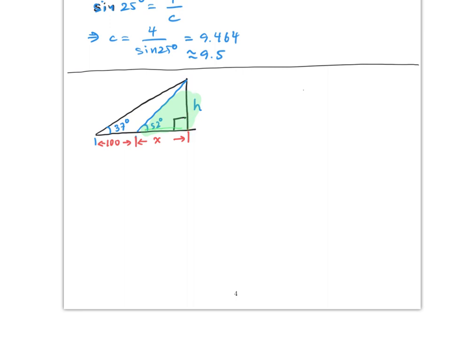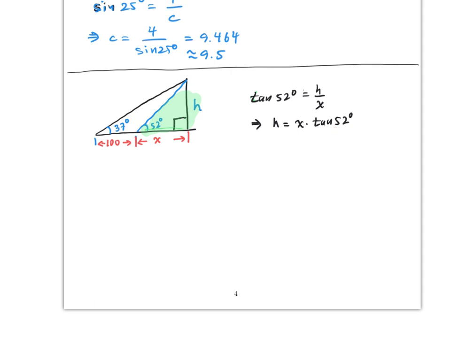So we focus on the green part first. Notice that if we do tangent of 52 degrees, it will be h, the opposite, over the adjacent, which is x. So this should be just h over x. Okay? So from here, h will be equal to x times tangent 52. And you cannot solve this problem yet because you don't know x and you don't know h, but you know this part so far.